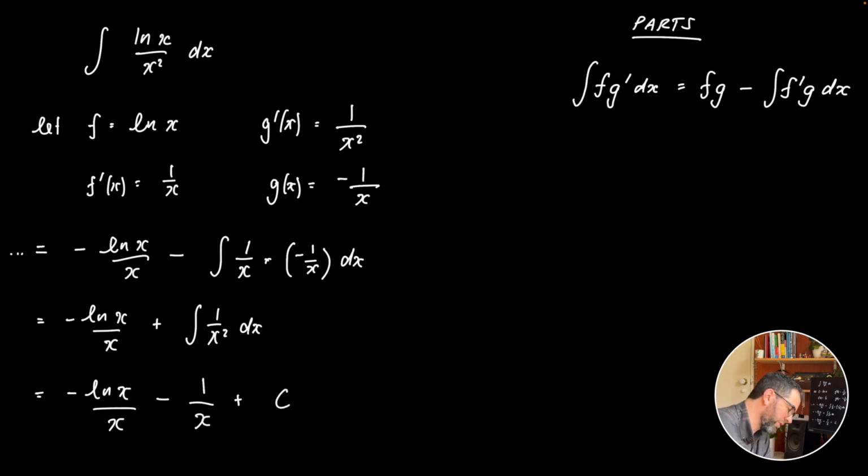Okay, so typically it's always going to be the case that when you see a log, that's going to be the thing that you want to put into your f if you're going to be using parts, because log differentiates to 1 over x, and 1 over x behaves a lot more nicely in integration. All right, let's do another problem. So we'll do one now with some trigonometry involved.